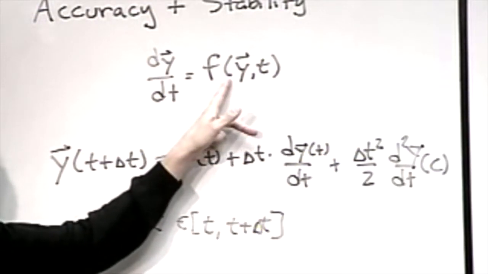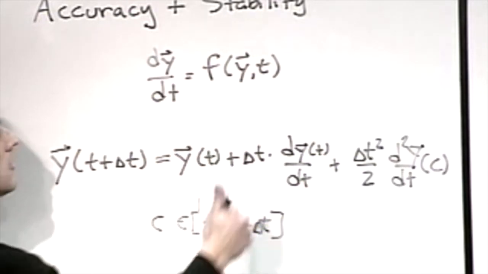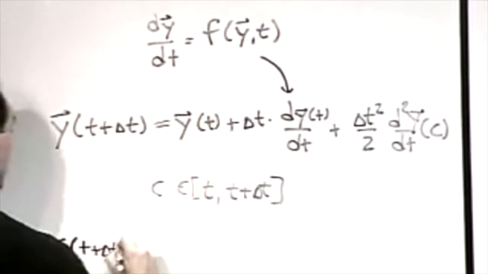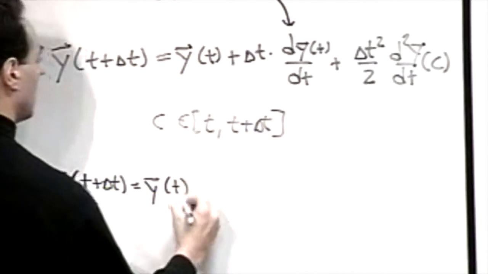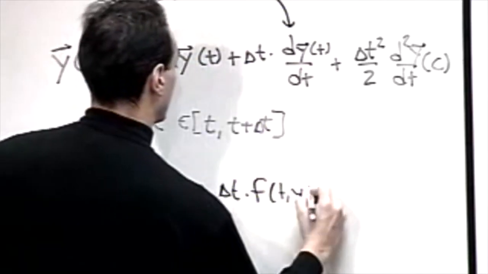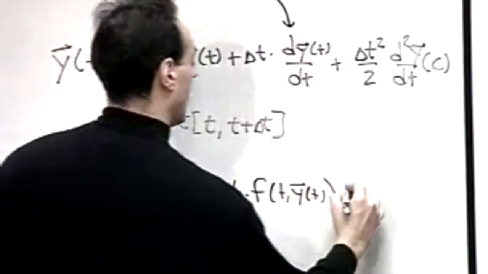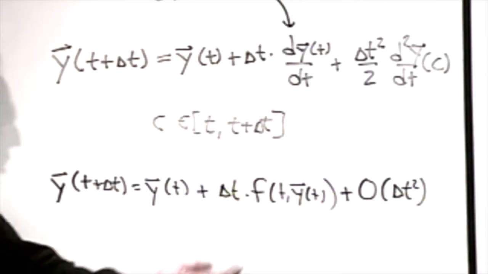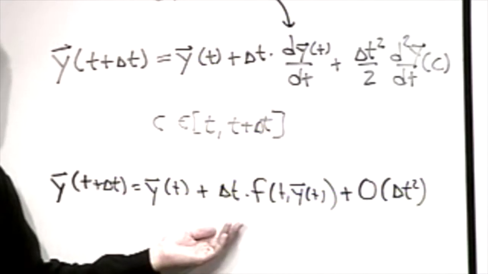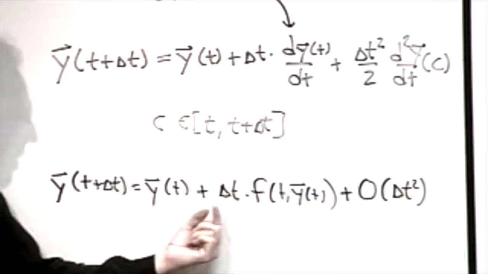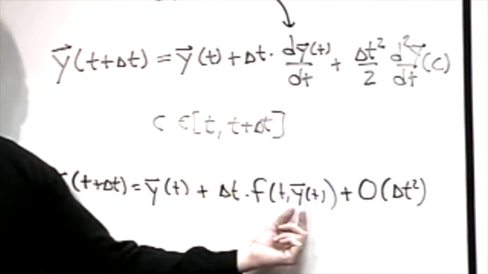dy/dt is this f. So we can plug this right into there. And what do you end up with? y(t + Δt) is equal to y(t) + Δt f(t, y(t)) plus, and just do that. This gives us back the Euler scheme that we started with yesterday. My solution in the future is what it is now plus Δt times the function f evaluated now.